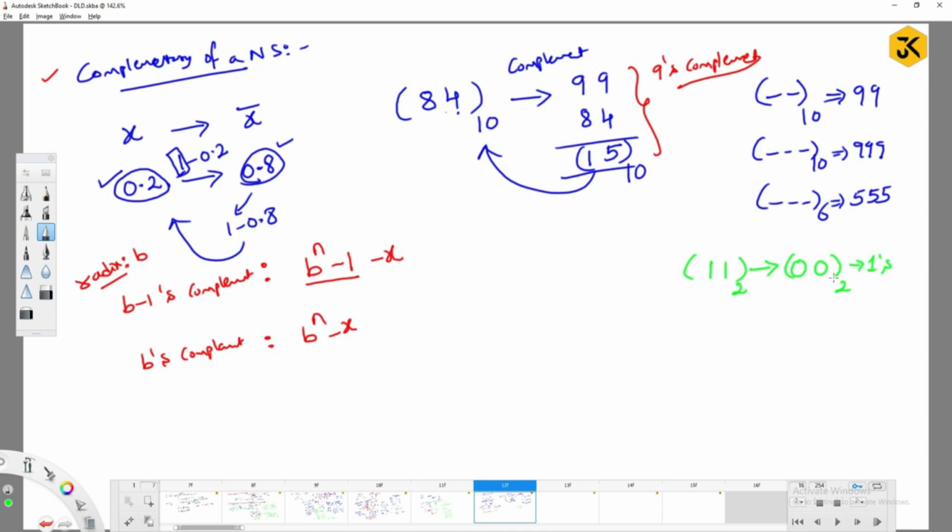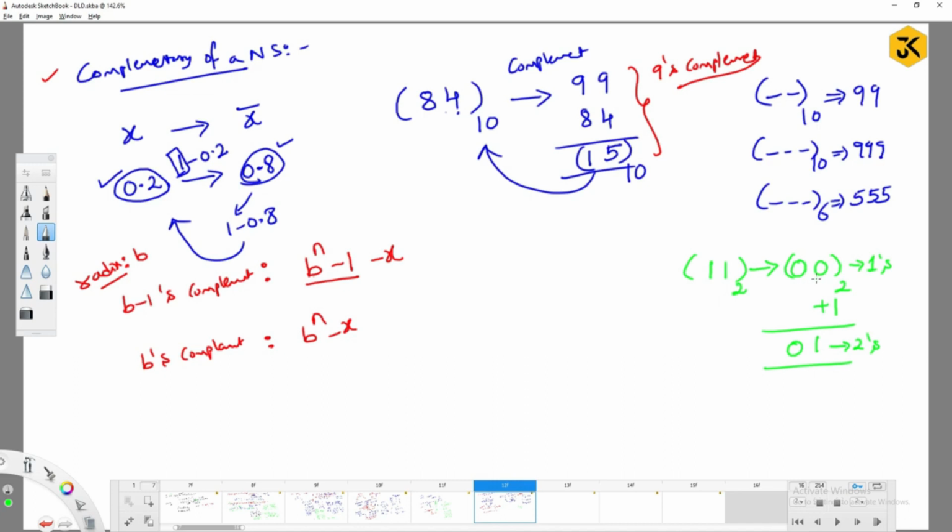1's complement. How are we going to get the 2's complement? By simply adding plus 1 to the 1's complement. Can you get the 2's complement? Yes, right? So 0 1. This is the 2's complement. Do you know this logic or not?